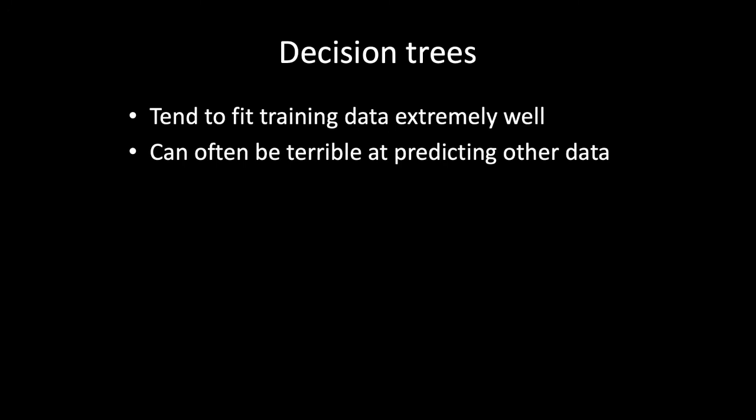They're neat, and they tend to fit training data extremely well. You can, in many cases, fit your training data perfectly, but often it's very easy to get these things super overspecified, super overfit to your training data, which makes them really bad at predicting other data sets. They can be very sensitive to decisions made earlier in the tree and all this sort of stuff. So decision trees can do a really good job of fitting the data while still being really, really noisy and having a lot of uncertainty associated with them. And so they're not ideal.